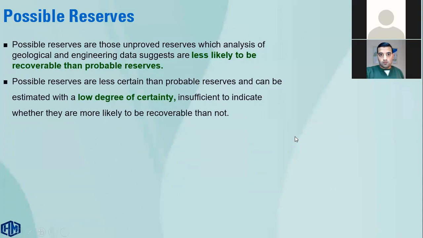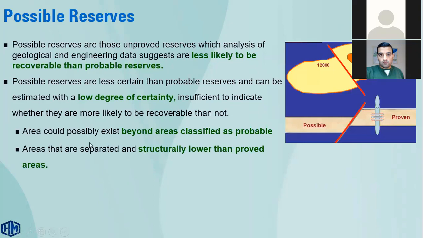Possible reserve by definition is less certain than probable, and we have a low degree of certainty in the input parameters. An example of this is to have this area geologically and structurally separated from the proved areas by this fault, and lower in structure than the proved area. So this area, as you can see on the left hand side of this fault, will be classified as possible reserve.